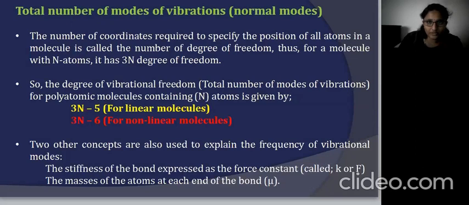So, the total number of modes of vibration. The number of coordinates required to specify the position of all atoms in a molecule is called the number of degrees of freedom. Thus, for a molecule with n atoms, it has 3n degrees of freedom. So, the degree of vibrational freedom, that is the number of modes of vibration for polyatomic molecules containing n atoms, is given as 3n minus 5 for linear and 3n minus 6 for non-linear molecules.